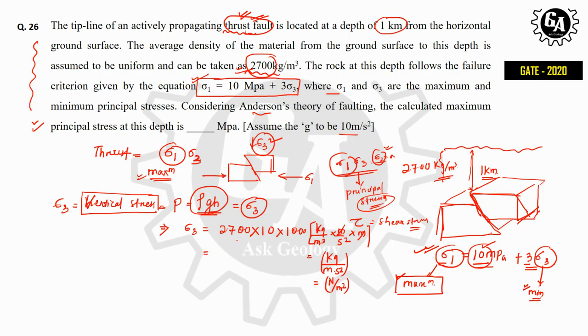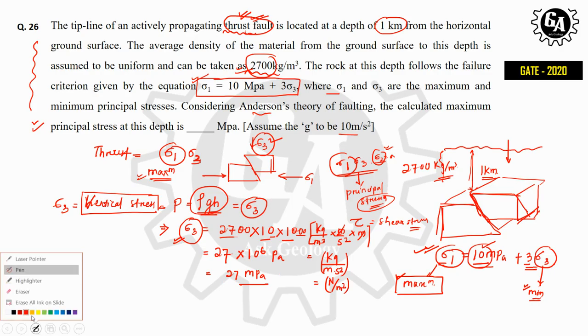Okay, so what is the calculation? 2700 and 10 and 1000, this is 27 into 10 to the power 6 Newton per meter square, that is your Pascal. Okay, so it is equal to 27 MPa, 27 megapascal. So what is the magnitude of sigma 3? This sigma 3 is nothing but the vertical stress acting on this orientation, and it has a magnitude of 27 MPa.